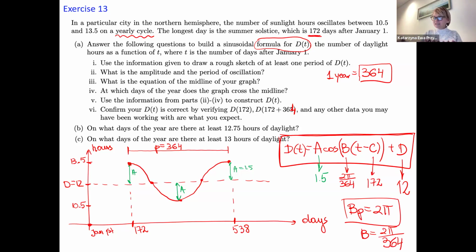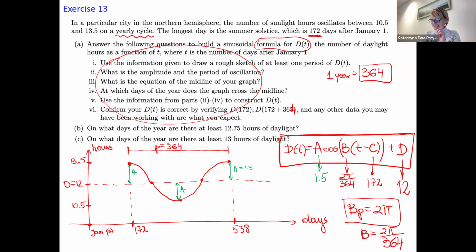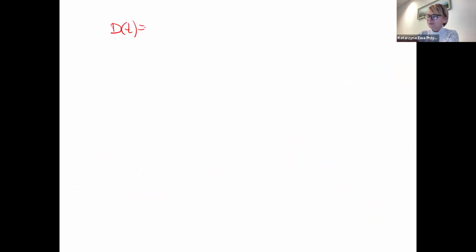That's it. I didn't read all of these questions, but I walked you through one. That means this is the quantity B. Always the period times the frequency must be 2 pi. Let me copy this, and we will just solve one equation and we will be done. I know we're supposed to finish earlier, but just this one.